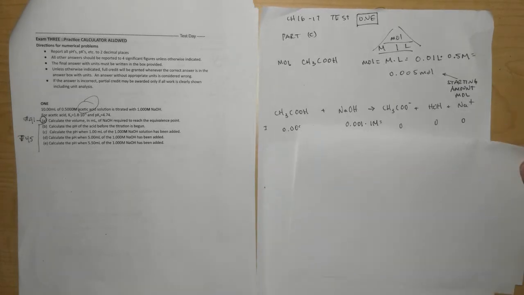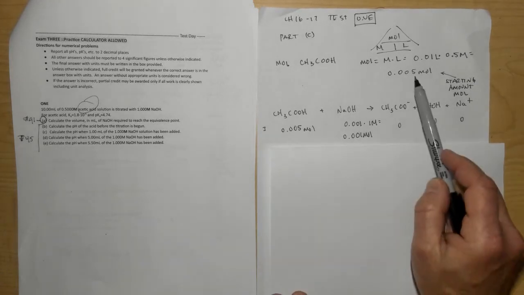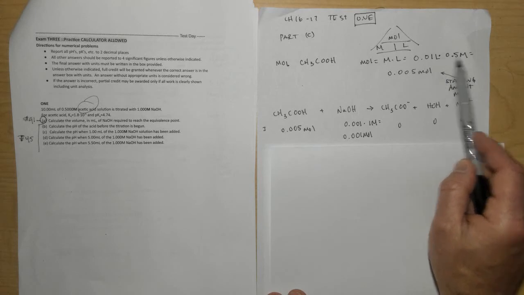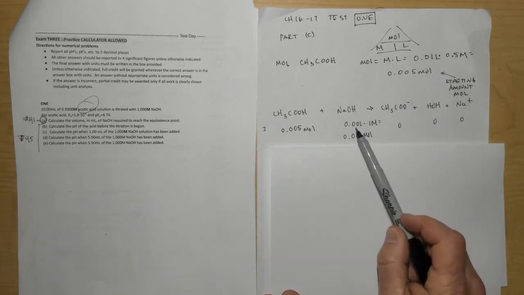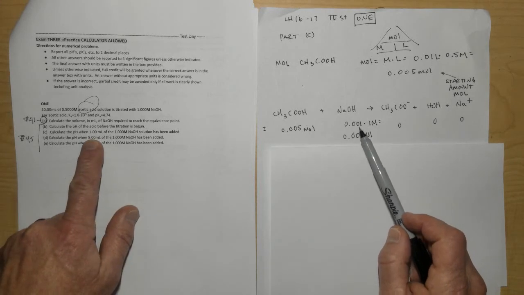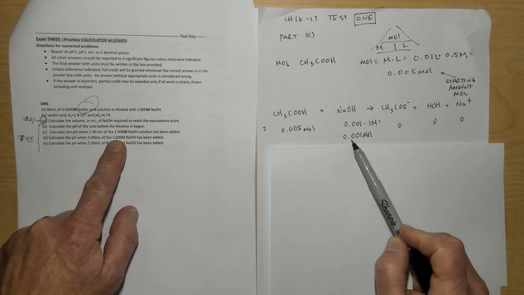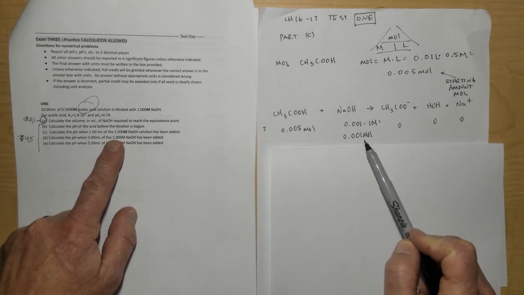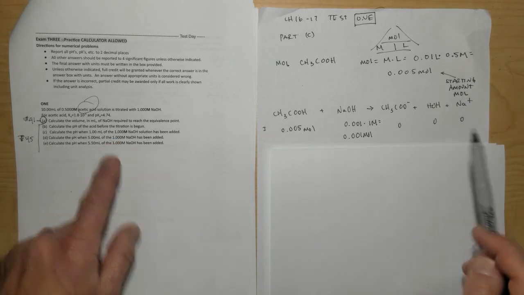So my starting amounts have to be in moles, and so I have 0.005 moles of the acid to start with, where I do liters times the molarity right here. And then I did the same thing for the NaOH, because it tells me that there's 1 milliliter, which is 0.001 liters, times my molarity, which is 1 molar. So I have 0.001 moles of NaOH to start with. And then there's none, none, none over here on the right-hand side to start with.